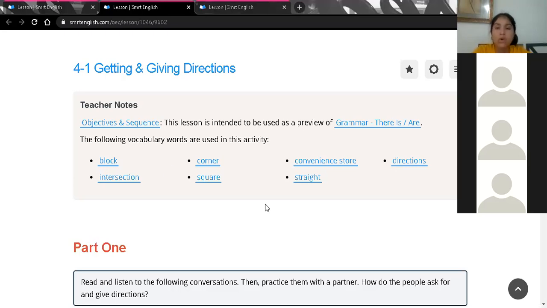Do you have any question about the meaning of one of these words talking about directions? Bloque es una cuadra, ¿no? Yes. Intersection is, for example, this is one street, and intersection is where it intersects, right? Corner, we're going to be saying it. Square is, for example, in Santana or Catedral here in Hermosillo. In Santana, next to the church, there's a square. In Magdalena, there's a big square too. Convenience store is like, for example, una tiendita, the typical changarrito that you have in the corner. Straight, and directions, pues direcciones, right? Okay.